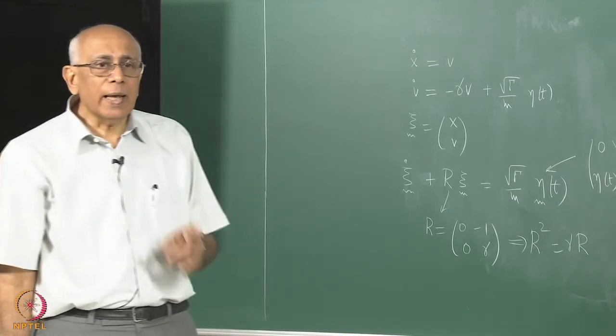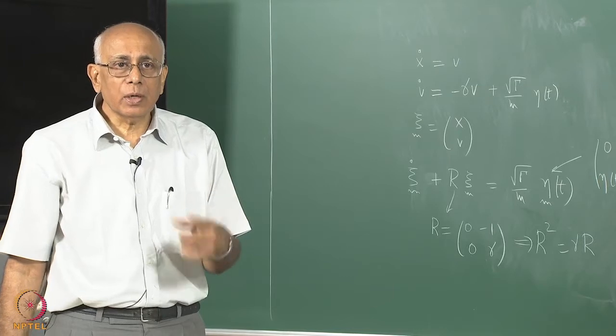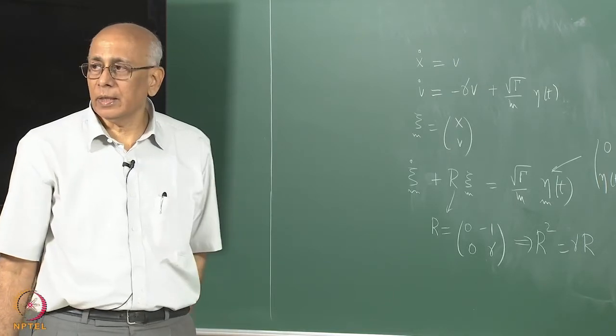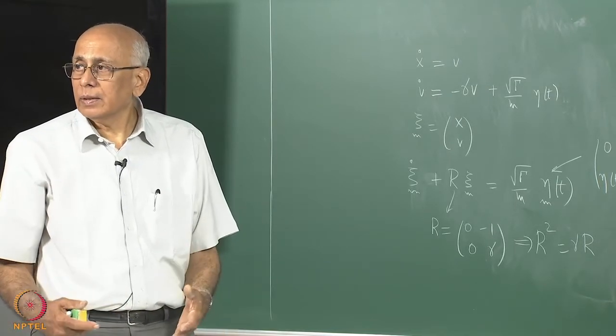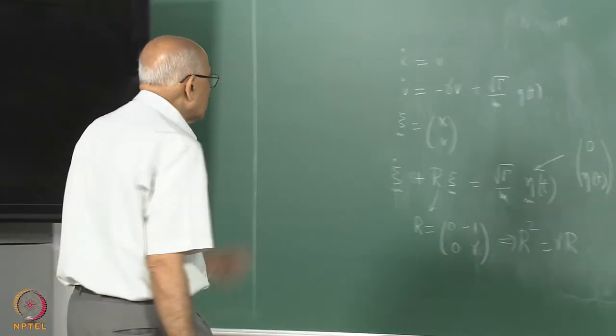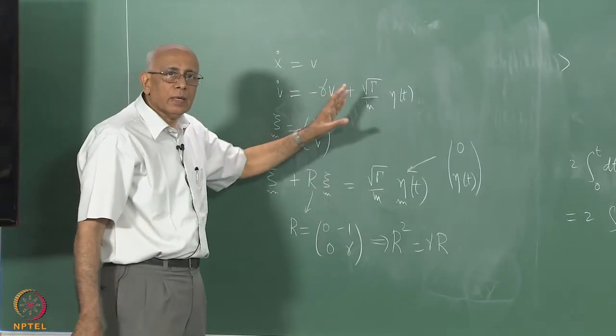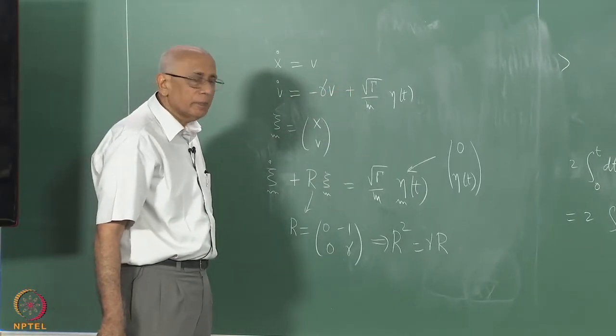But you must remember that x is not a stationary random variable. It's the integral of the velocity, and the velocity is a stationary random variable. When you integrate, this stationarity property is lost. But it doesn't matter. You can specify initial conditions, x naught, v naught, etc., and compute this whole thing.